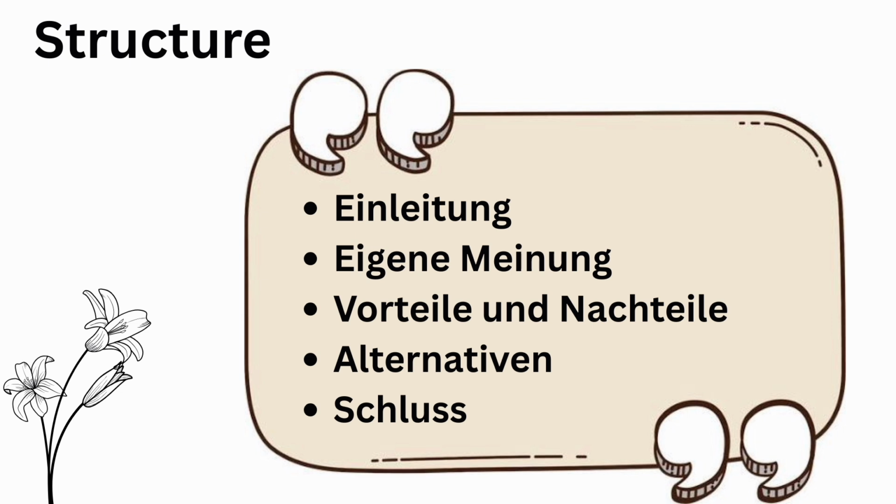At first, you need to follow a clear structure. This is very important if you want full marks. First, you need to write Einleitung, then eigene Meinung, Vorteile und Nachteile, Alternativen und Schluss. If you follow this structure, your text will already look professional.